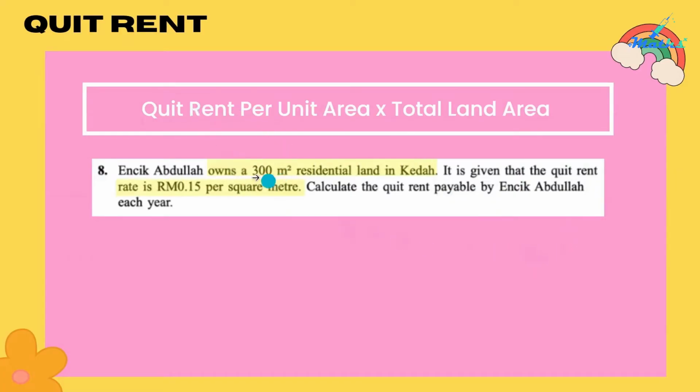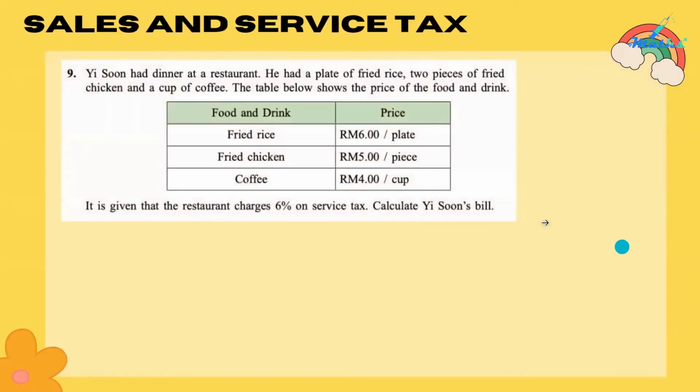So Jack Abdullah owns 300 square meters and the rate is 0.15 per square meter. So it's very easy. We use the rate and times it with the land area. So we use 0.15 times 300. So the quit rent is 45. It's very easy. So the last one is the sales and service tax.